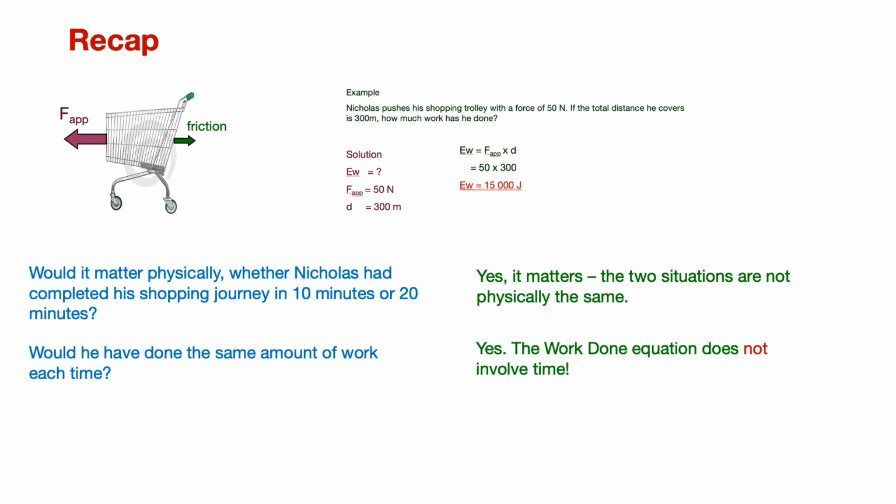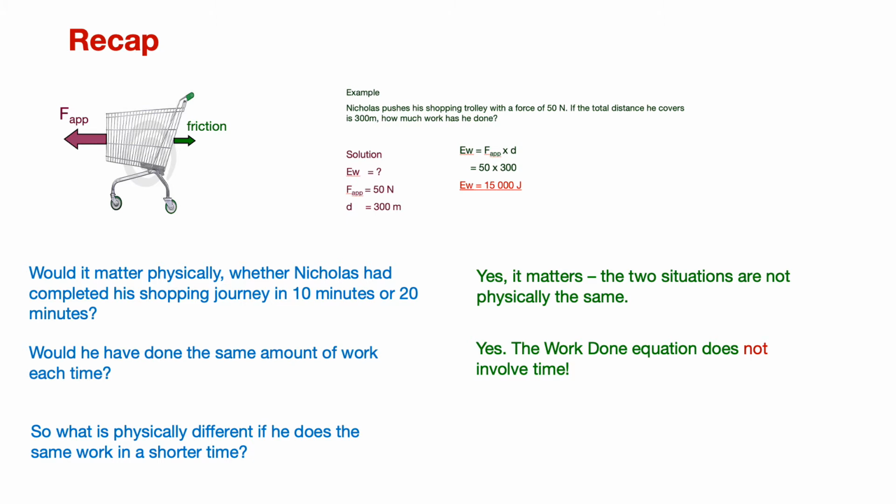He would have done exactly the same amount of work each time, because if you look at the work done equation, work done is applied force times distance, and time is not involved in the equation. So interestingly, it doesn't matter how quickly he does this work, if the force is the same and the distance is the same, he is doing the same amount of work no matter how long it takes.